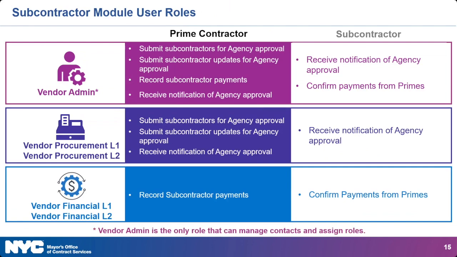User roles in the subcontractor module are the same for primes and subcontractors, but the privileges will differ. Vendor admin has the most privileges and is the only role that can manage contacts and assign roles to other contacts. Vendor procurement roles are relevant for subcontractor approval and modification requests. Vendor financial roles are relevant for payment validation.